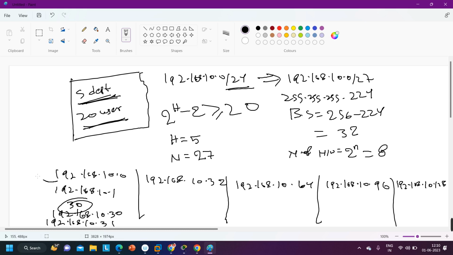Now I can use this network in department 1 with /27. I can use this with /27 in department 2, in department 3, in department 4, in department 5. Yes or no? Yes, we have a broadcast address here. This last IP address is your broadcast ID.